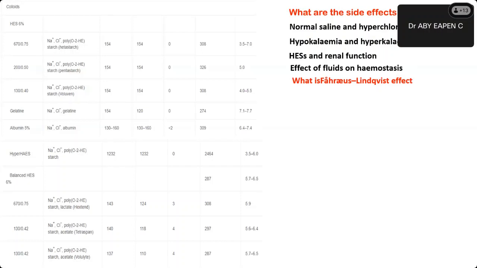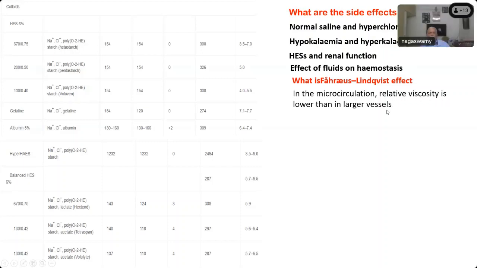Anybody heard of that? Now that effect in microcirculation: the relative viscosity of the blood is lower than in larger vessels, to facilitate faster flow through the microcirculation. So the viscosity of blood in the capillaries will be much lower compared to the larger supplying vessels. It is called the Fahraeus-Lindqvist effect.